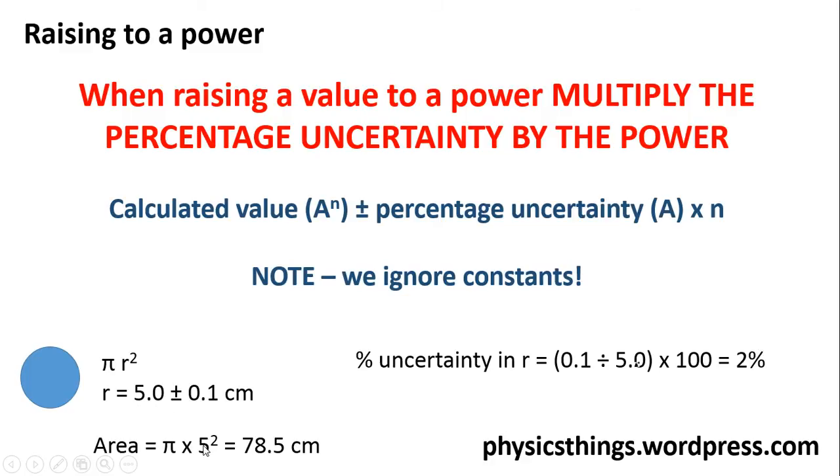I then work out what my area is. Pi times 5 squared gives me 78.5 centimetres squared. I ignore, for the purposes of uncertainty calculation, my pi here. It's just a constant. It has no inherent uncertainty, so I don't need to worry about it. Now, to work out my total uncertainty for the area, I just take the uncertainty that I had in r, and because it is squared, to the power of 2, I times that uncertainty by 2 to give me an overall percentage uncertainty in my area of 4%.